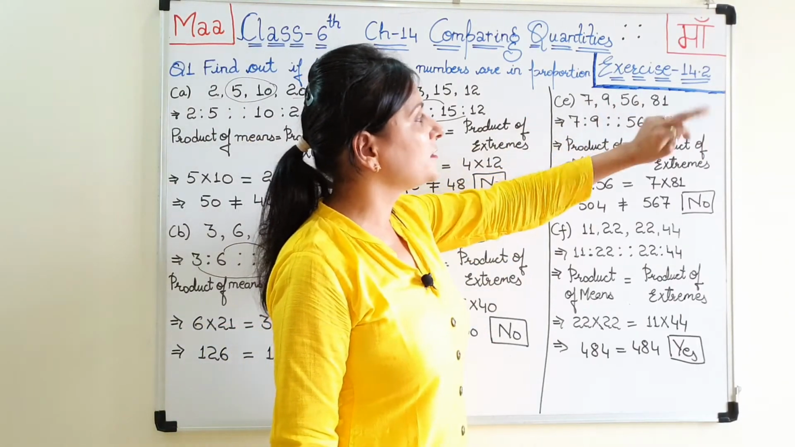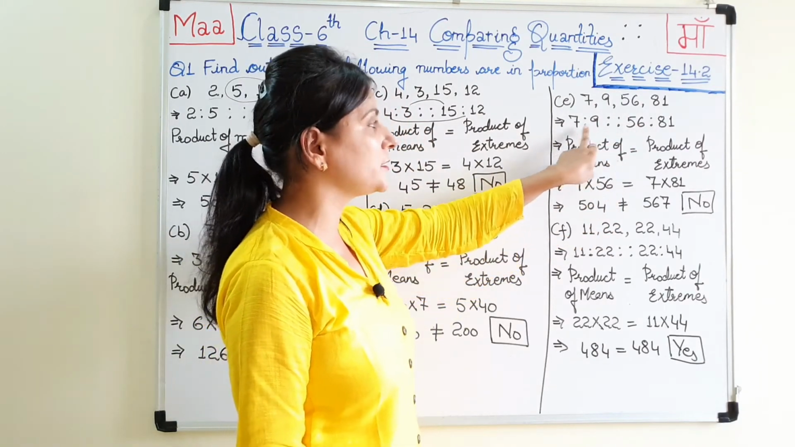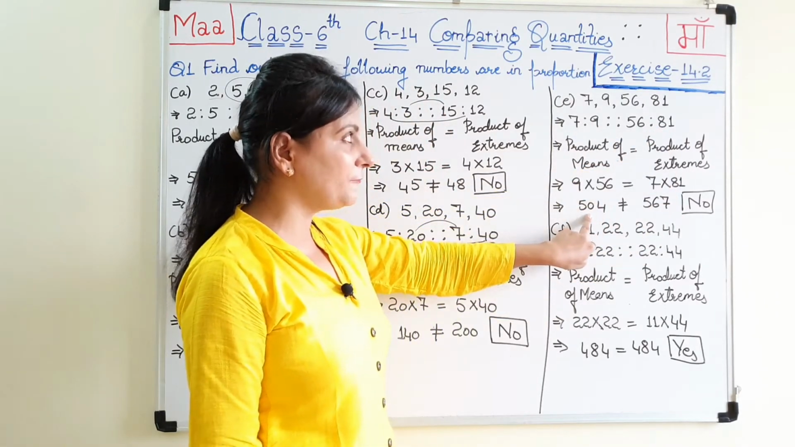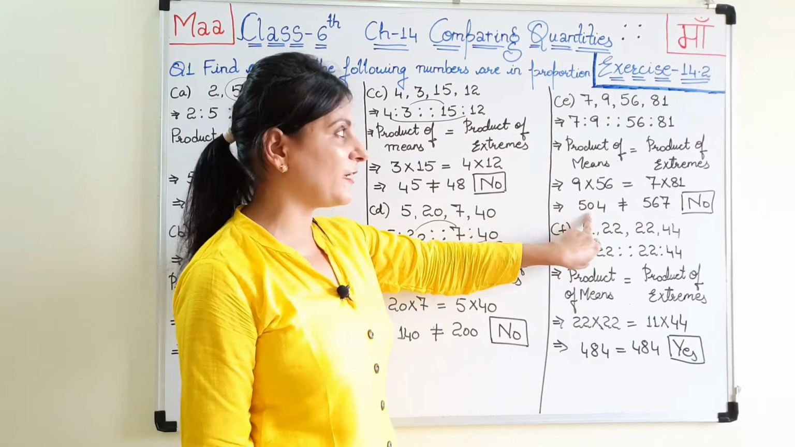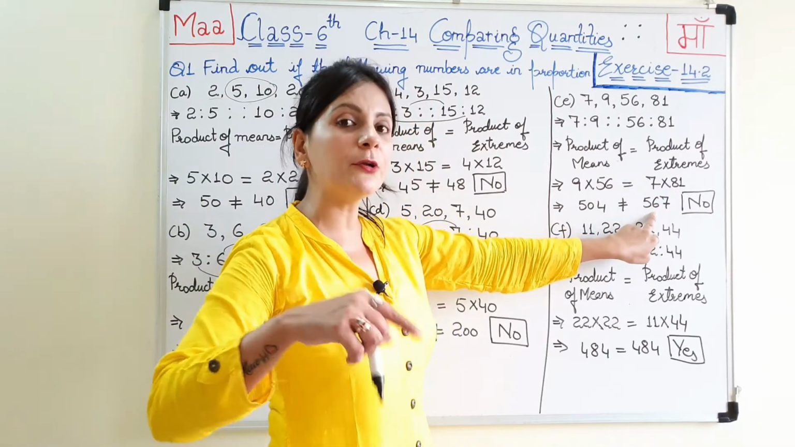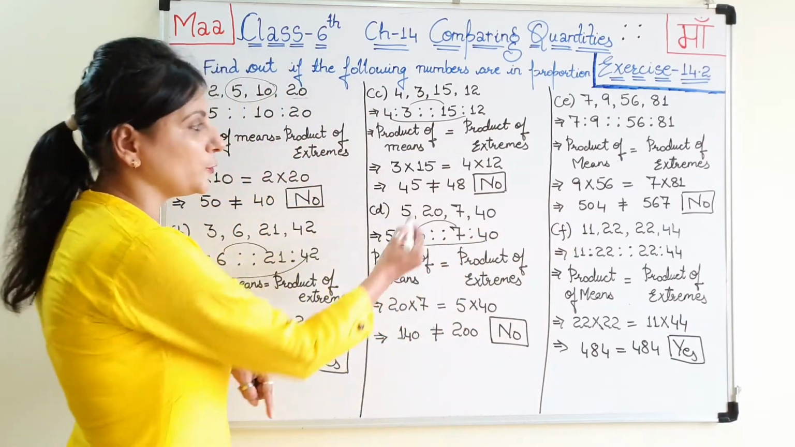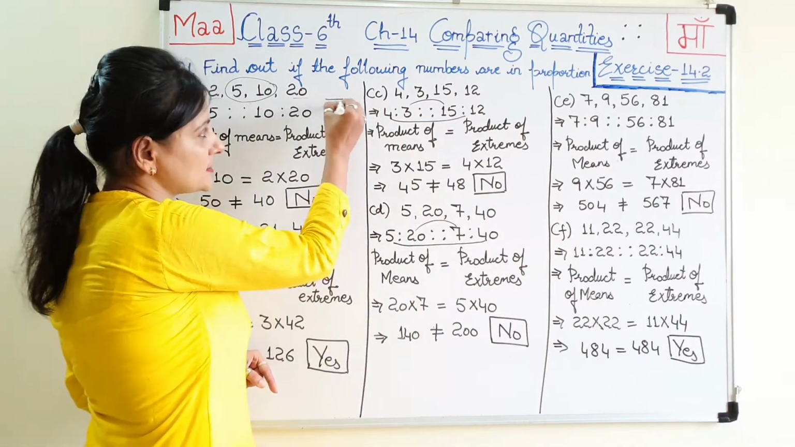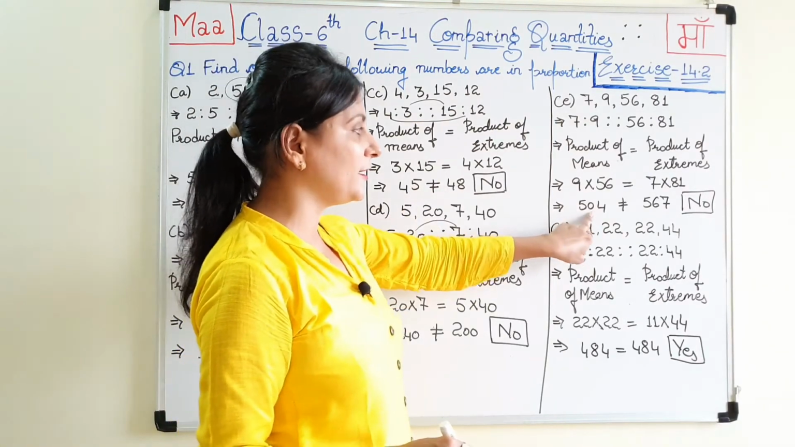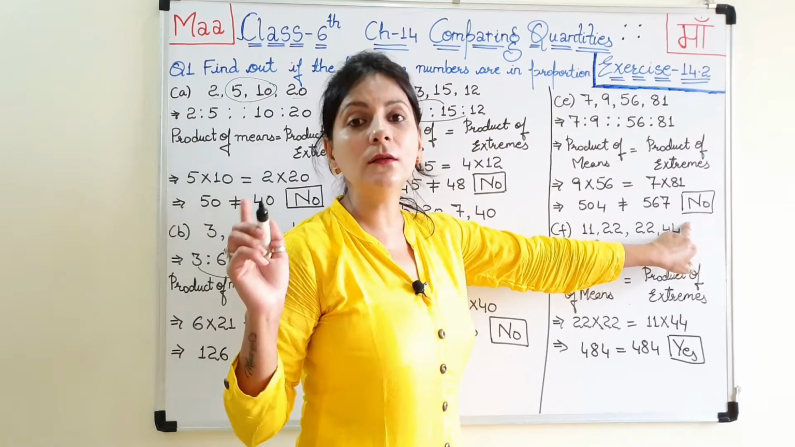Next, 7, 9, 56 and 81. So here the mean values are 9 and 56 and the extreme values are 7 and 81. When you multiply 56 and 9, you will get 504 on the left hand side, and 7 and 81, you will get 567 on the right hand side. That means both the sides are not equal, and when it is not equal, you will cut the equal to sign. See, this is the way to write not equal. So this side is not equal to that side. Similarly, 504 is not equal to 567. So no, they are not in proportion.